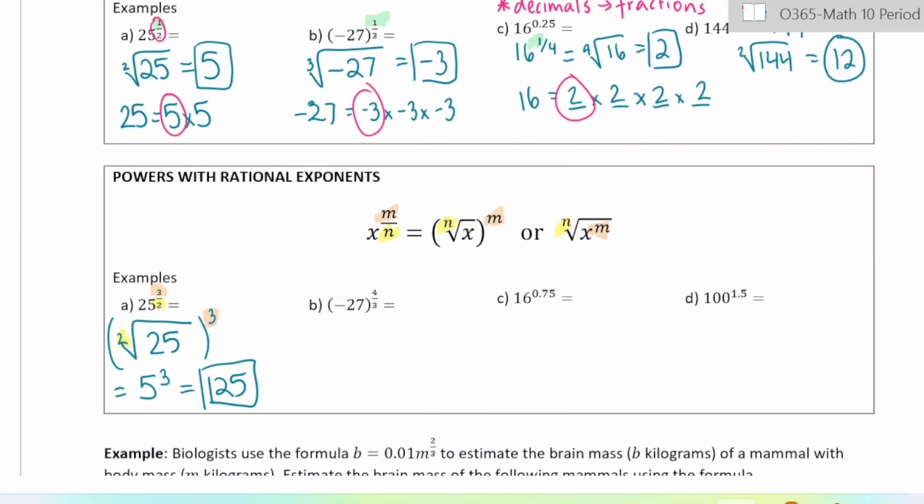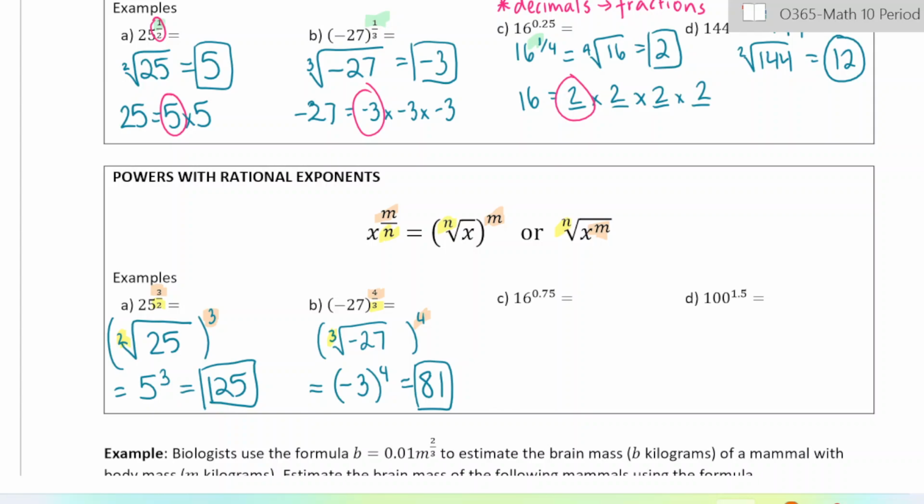Okay, let's do the next one. So again, roots on the bottom, powers up top. So this is going to be the same as cube root of negative 27, all to the power of 4. Again, roots on the bottom, powers up top. So we answer inside the brackets first. Cube root of negative 27, we actually did it up top there. It is negative 3, and we're doing negative 3 to the power of 4. So we multiply 4 negative 3's together and we get positive 81. All the negatives cancel out when you multiply an even number of them. And so we get 81 as our answer.